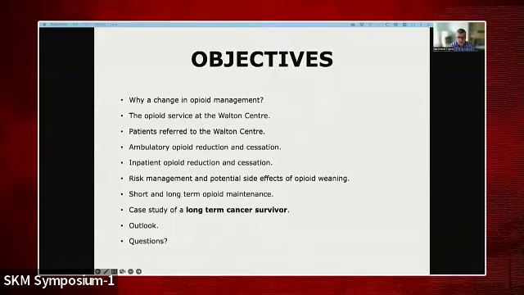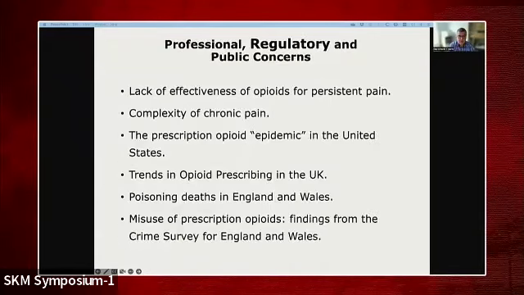There are certainly some risks attached to opioid management, and there are options of short and long-term opioid maintenance, which can be useful to achieve your primary goal in getting people off opioids altogether, or at least into a more safe range of opioids.